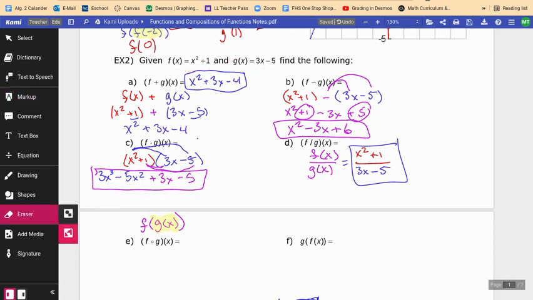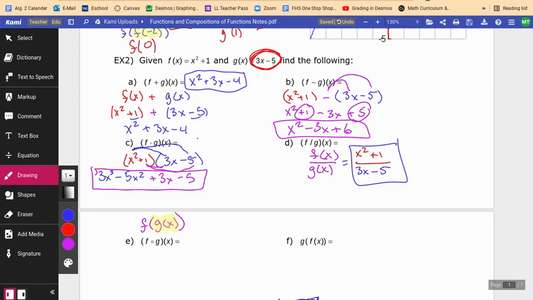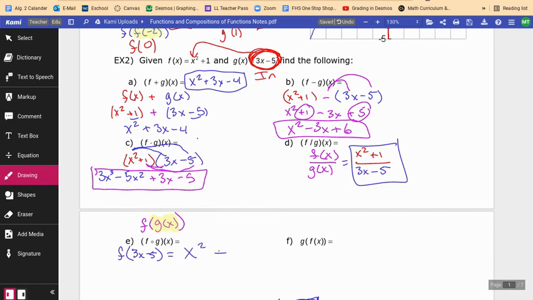Let's come back up here to my problems. G of x, I circled everything here in red. 3x minus 5 is represented by g of x. This is going to be my input. I'm going to input it into f of x. So what that's going to look like: f of the input, which is 3x minus 5. And so this is f, x squared plus 1.